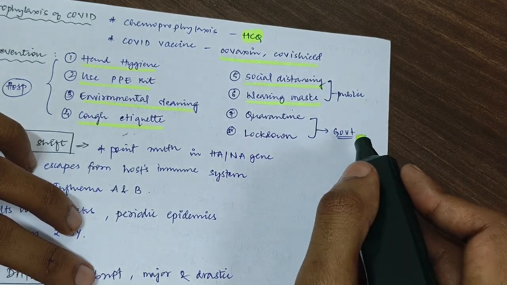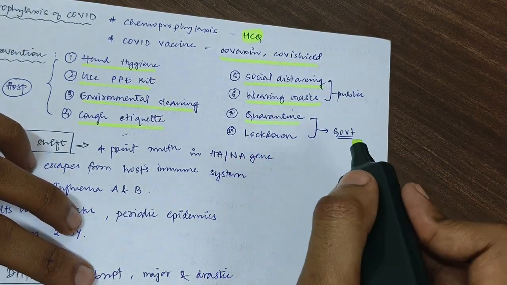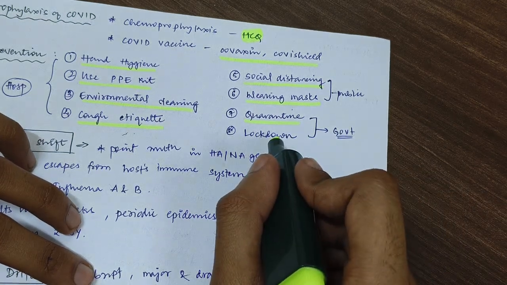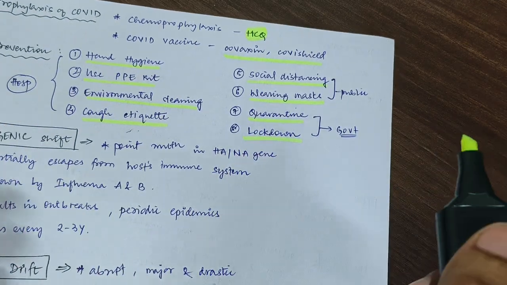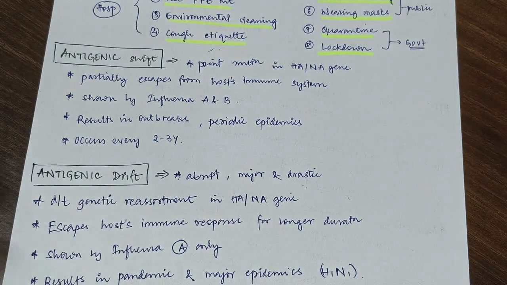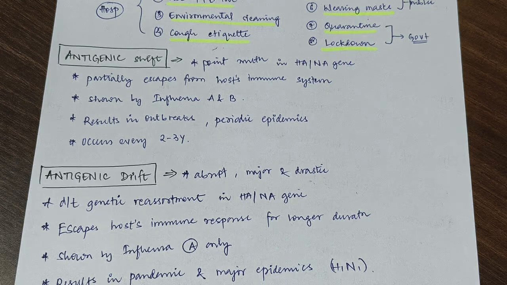Then the government took the initiative of doing quarantine for the people coming from abroad or any other places. Then lockdown was done. Okay, lockdown was done. Antigenic shift and drift, this is a 3-mark question, which is a phenomenon of influenza.